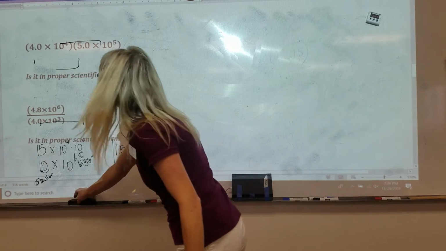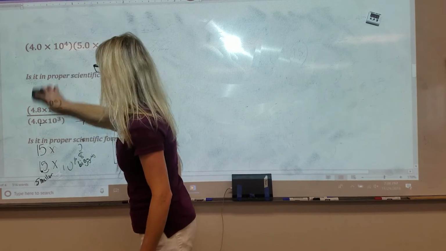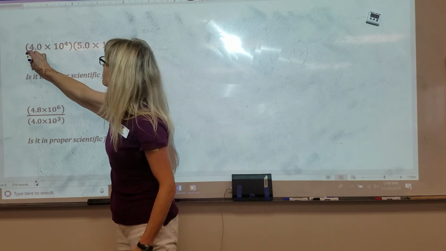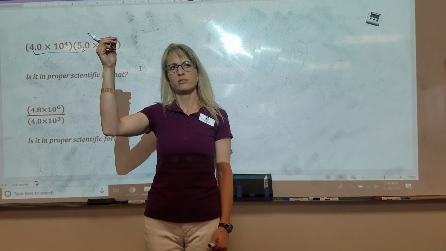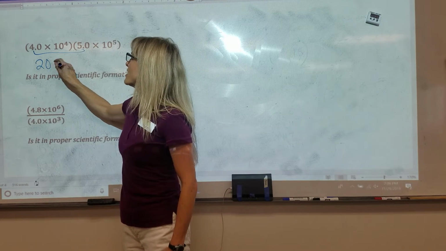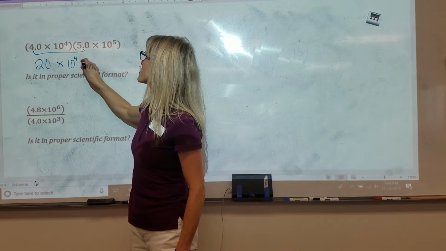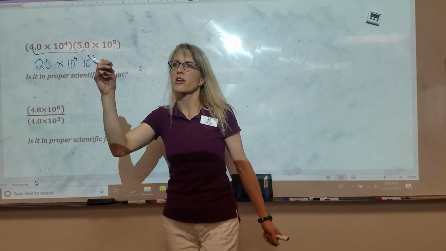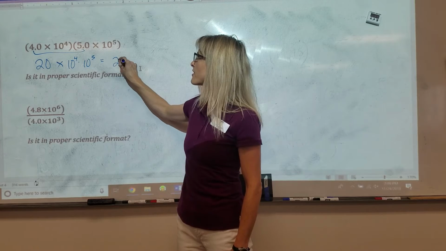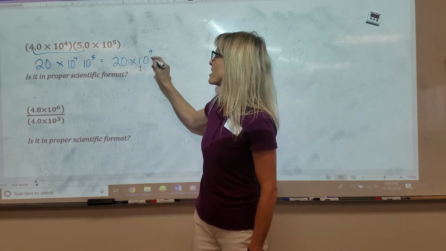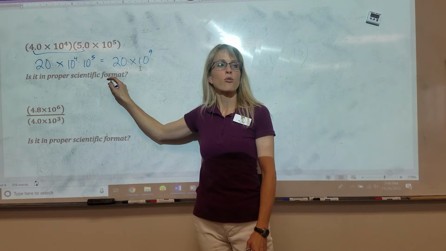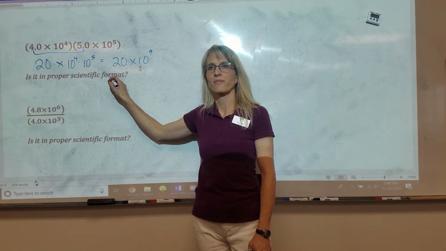4.0 times 10 to the 4th times 5.0 times 10 to the 5th. Let's take the 4 times the 5, which is, get ready? 20, good. And then 10 to the 4th times 10 to the 5th is, get ready? 10 to the 9. Oh, you guys are awesome. Thank you. My question is, is it in proper scientific format? Nod your head yes or no.